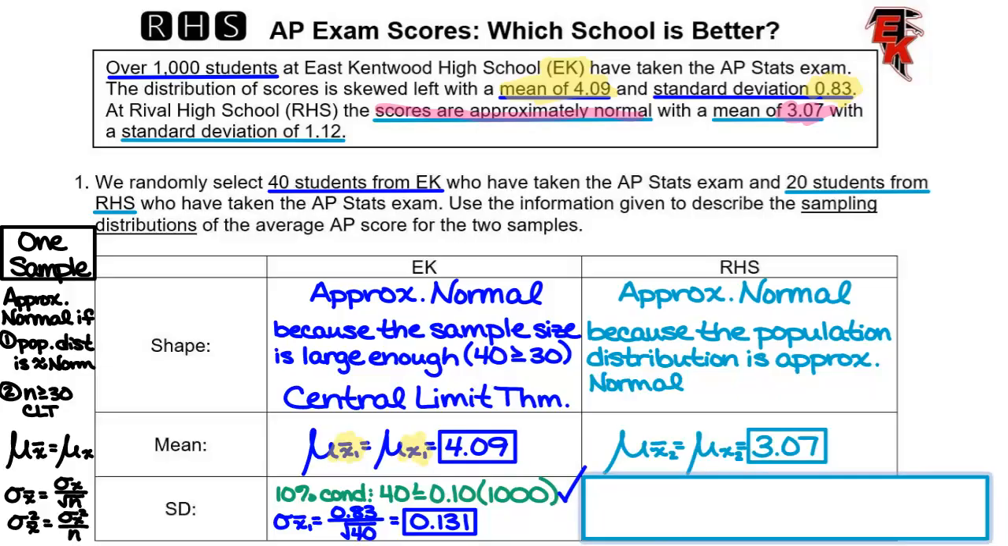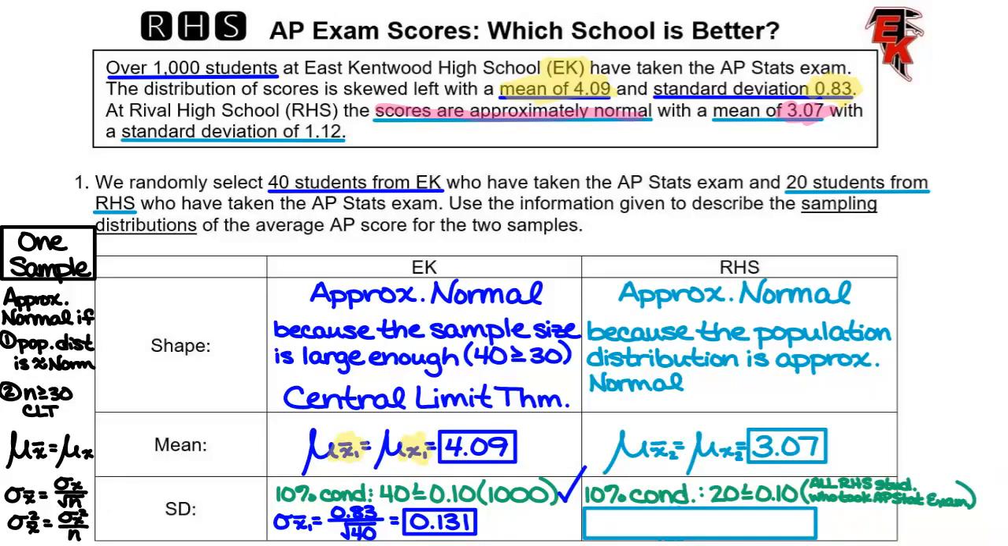And I know we have to check our 10% condition for standard deviation. We're going to have to make an assumption, aren't we? Because do we know how many RHS students took the AP Statistics exam? No, but it would need to be at least how many? It needs to be at least 200 because our sample is 20. So when I go to check my 10% condition, I write it down like this.